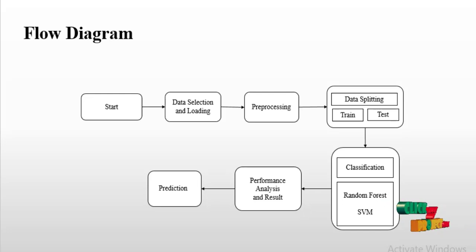After classification, we get the classification report. Comparing the results of the two algorithms, we choose the efficient algorithm. Then we move to the prediction part. Here we find whether there is a Trojan attack or not.